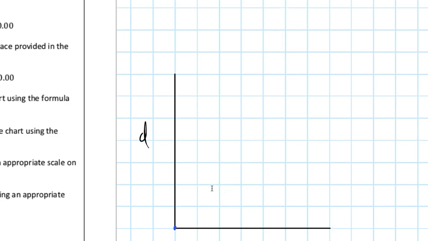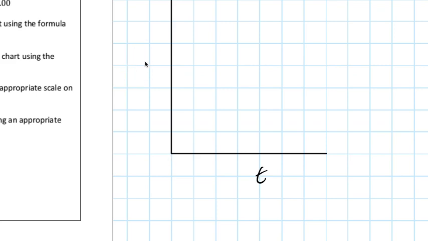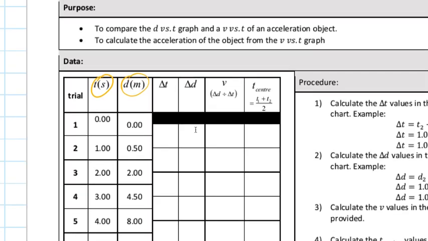Now, for the next graph, you have to be careful. This one, the second graph, is going to be much easier to draw, but you have to make sure you do V versus T center. It has to be center. So you're not going to be graphing at the 0, 1, 2, 3, 4, 5 second mark. It's going to be at the 0.5, the 1.5, the 2.5, et cetera. And that's where we go with that. That should be enough to get you started.